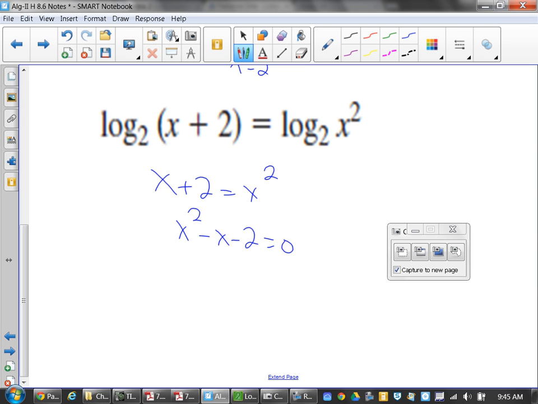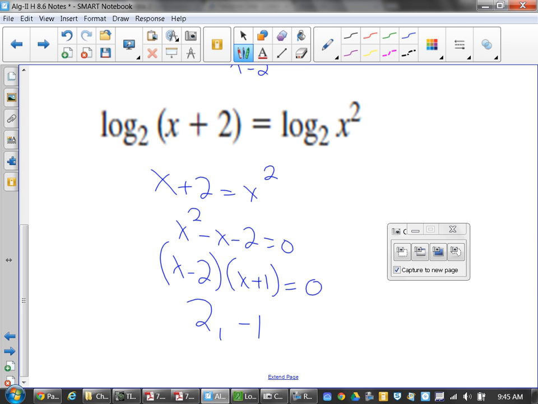What times what is negative 2 and adds together to get negative 1? 1 and 2. What are your two possible solutions? 2 and negative 1. Will it always be what you get, or do you have to check it? I would absolutely check it.